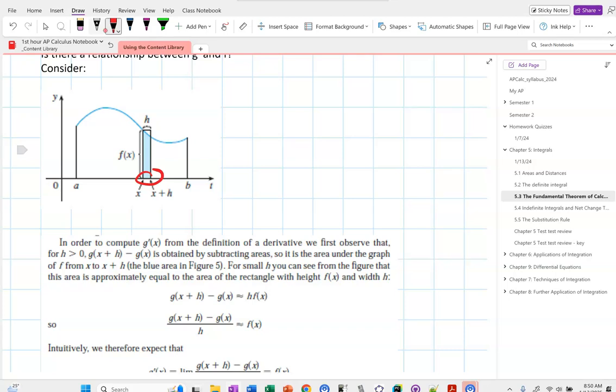I know there's a lot of verbiage, but it's basically we're taking that area and subtracting from it that area, which leaves us that. Is that okay?